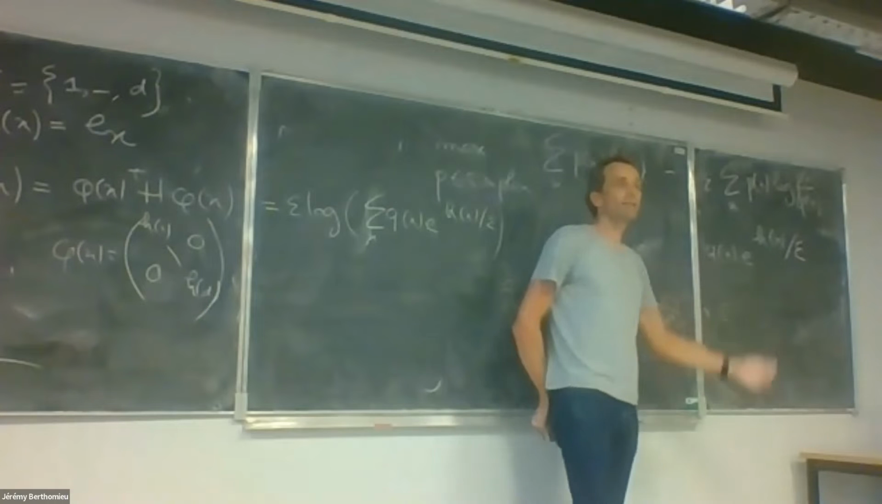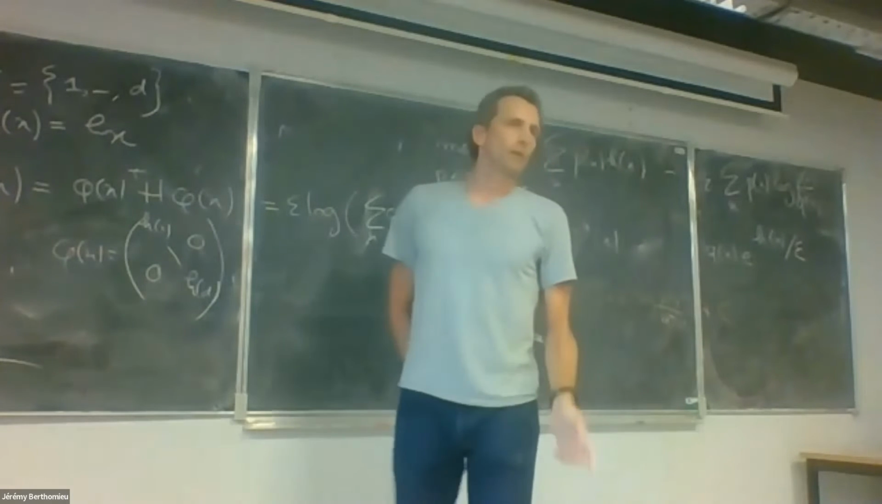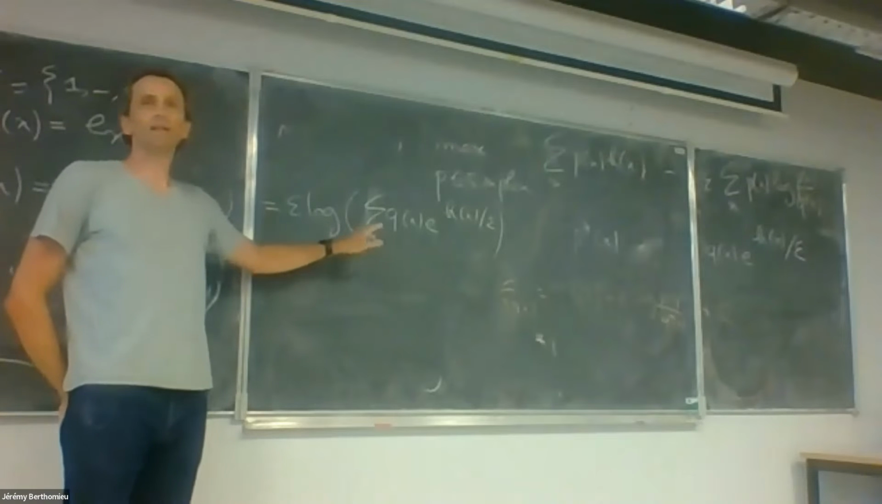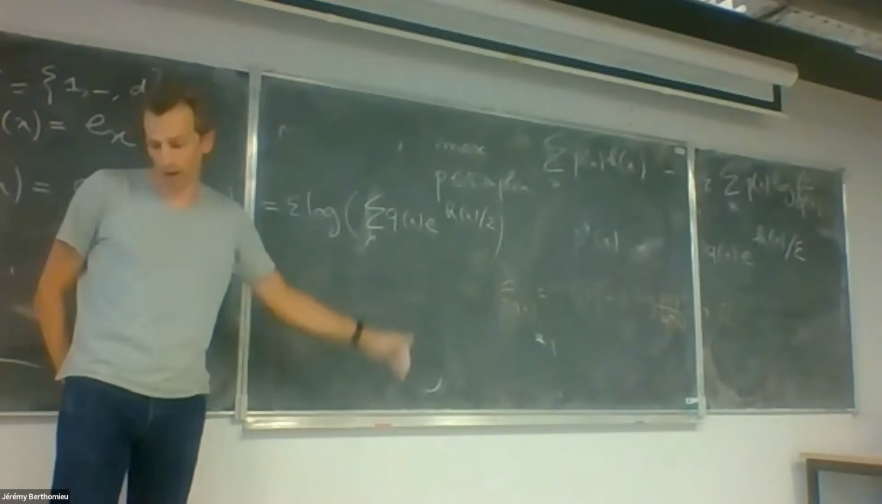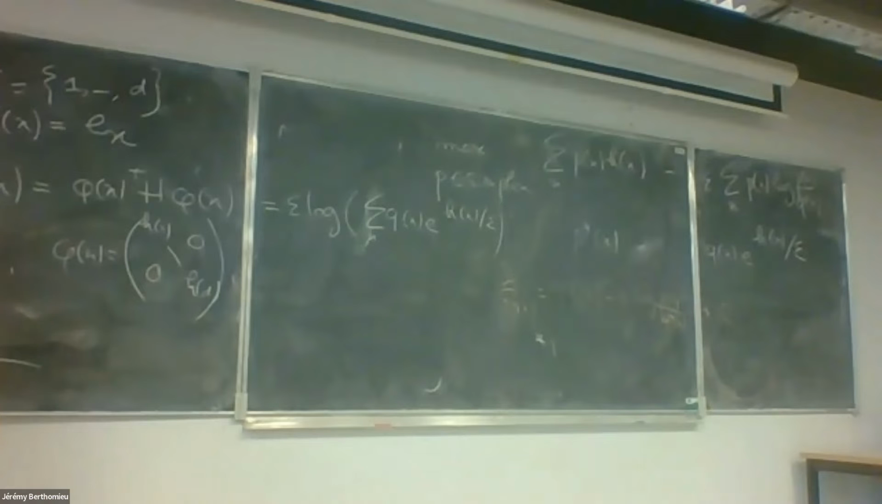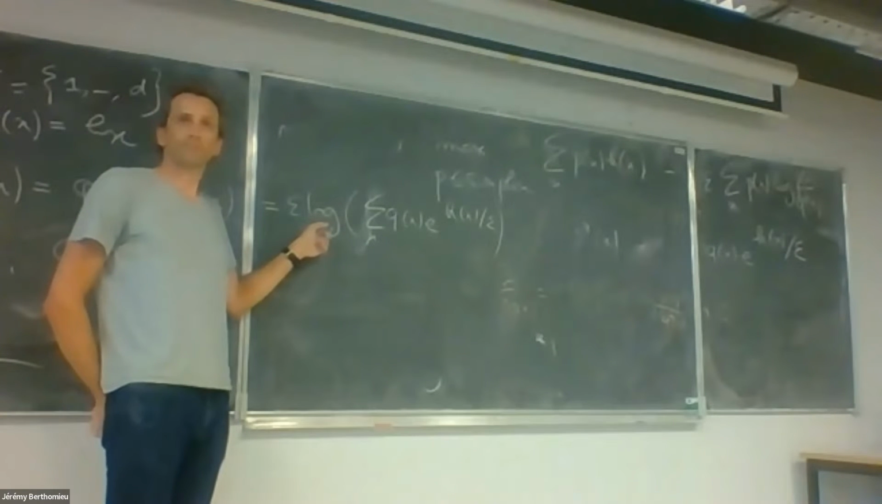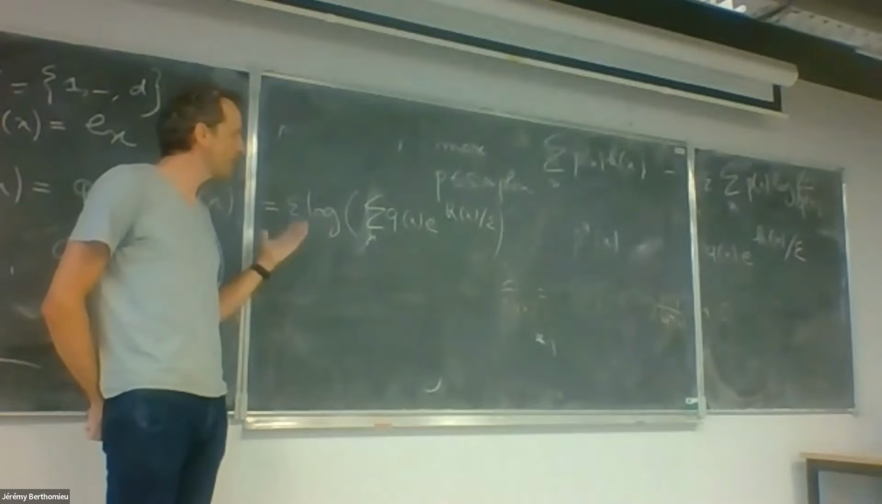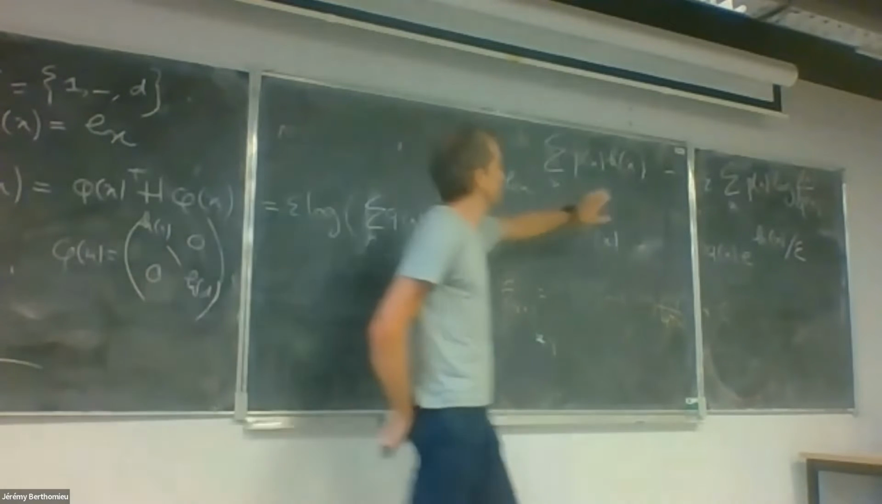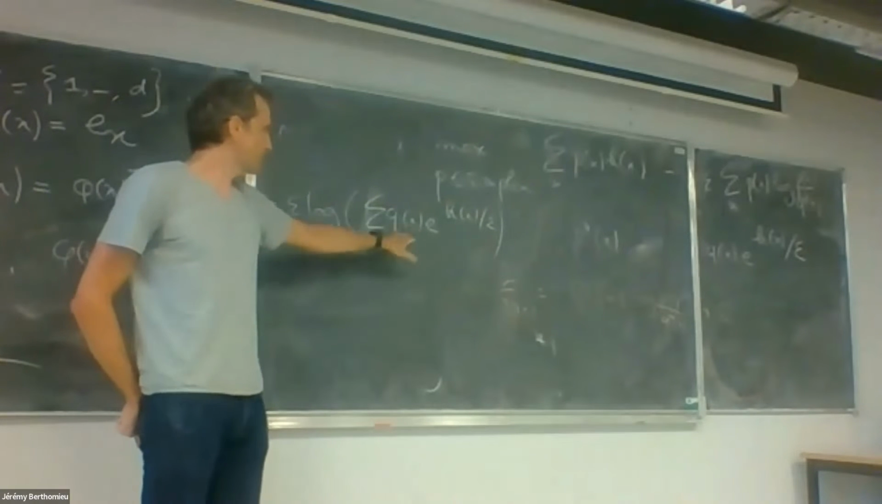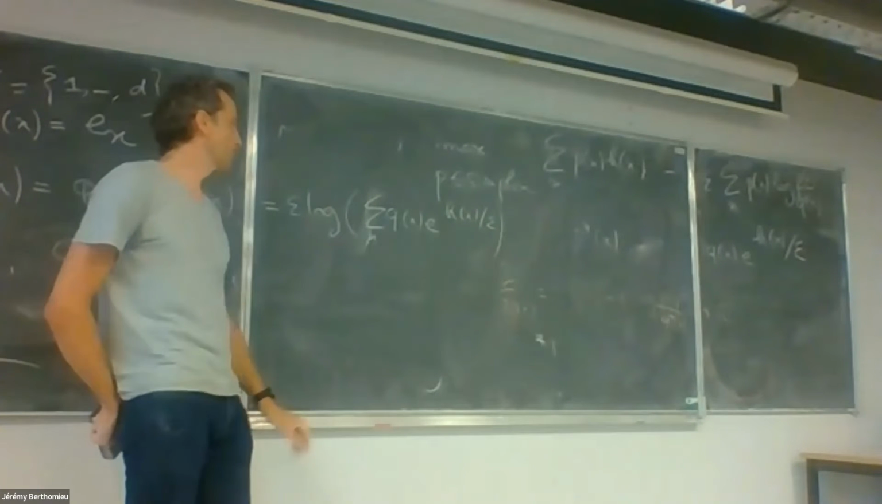So when x takes d values, computing this is not a problem. But when x is going to take many values, this is going to be a problem. And a large portion of probabilistic inference is dedicated to just computing this. Just like the max, when epsilon goes to 0, you can show that the log sum exp will also go to the max.